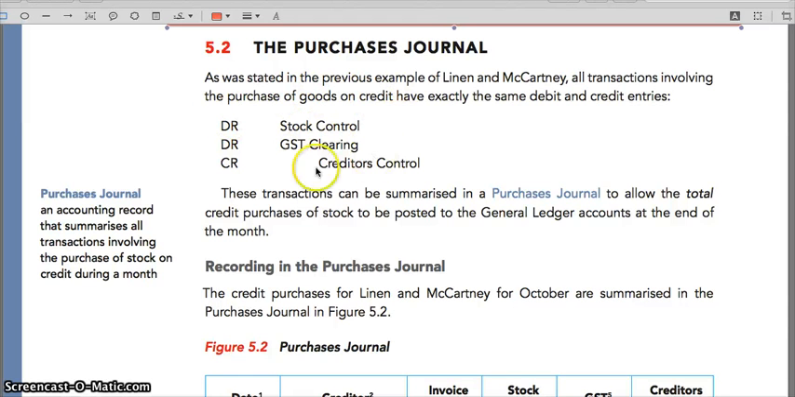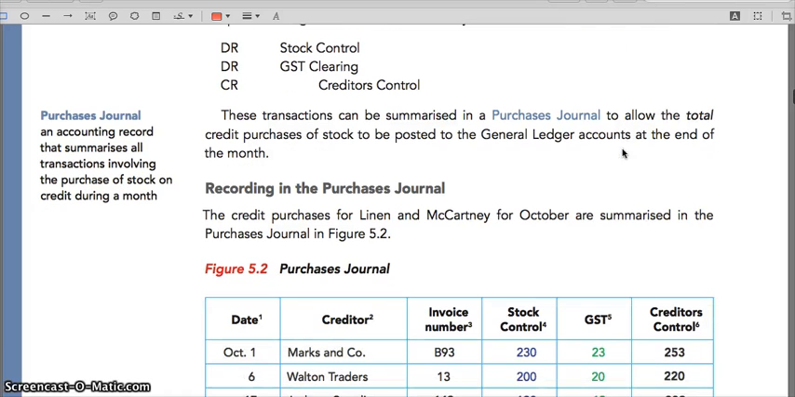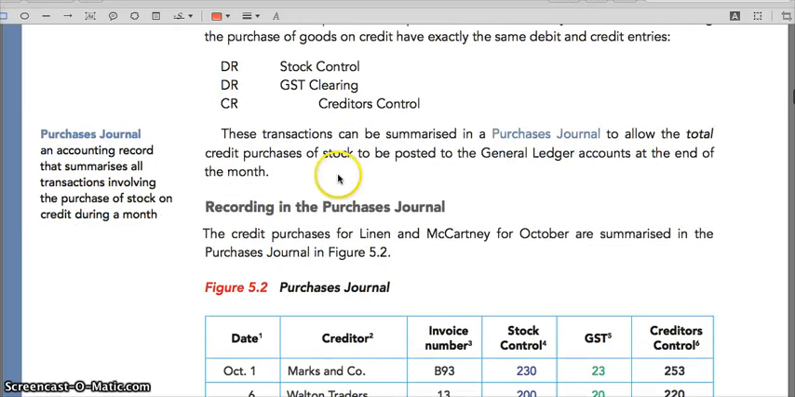So as we stated, all the transactions basically fall into one of these three categories, whether it be a stock control item, GST clearing, or creditors control. So these transactions can be summarized in the purchase journal to allow the total credit purchases of stock to be posted to the general ledger at the end of the month.